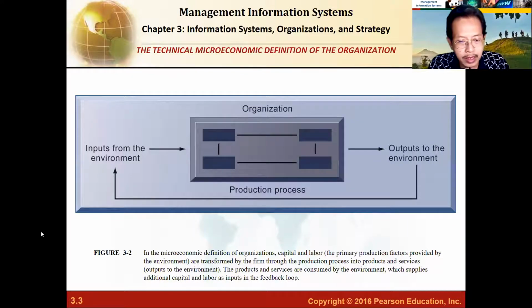And here you can see the environment would also be affecting the company. So the company gets input from the environment, and then the organization might change based on the environment. And then the output of the company would also be later on affecting the environment. So it's a never-ending process of change.